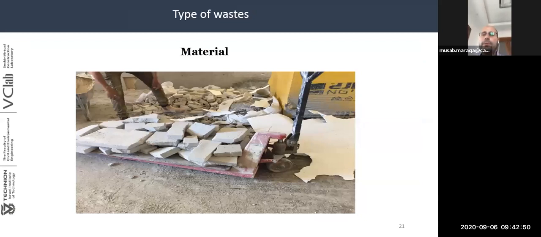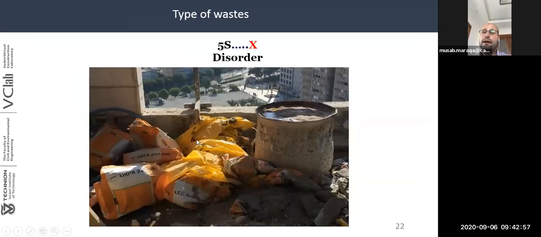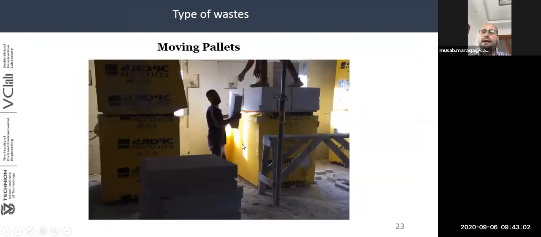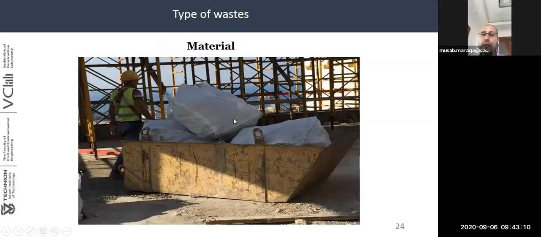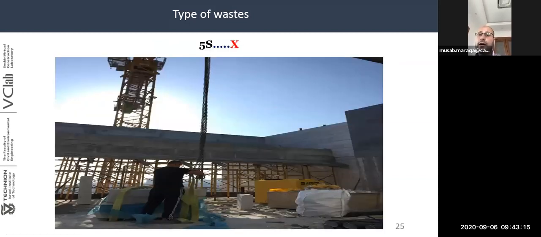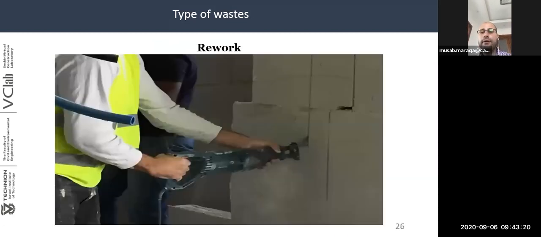Now in the traditional project, we found a lot of waste. Here we can see the amount of wasted material. Here we can see the disorder of the workplace. Moving pallets, they stack pallets on top of each other. So this required a huge amount of time of workers only for moving pallets. Also here we can see the amount of wasted material. Unsafe workplace. Due to lack of coordination between different subcontractors in the work, this led to rework.